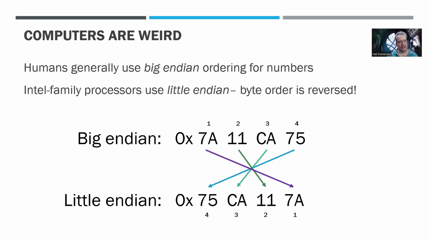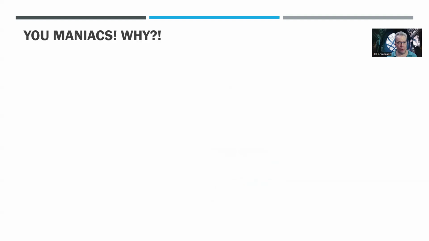Anyway, okay, so that's little endian notation, right? And Intel family processors, since forever, have used little endian byte order. Why? Like, what the heck, right? Like why is this a good idea? Okay, it actually makes sense if you think about the way computers store and deal with numbers.